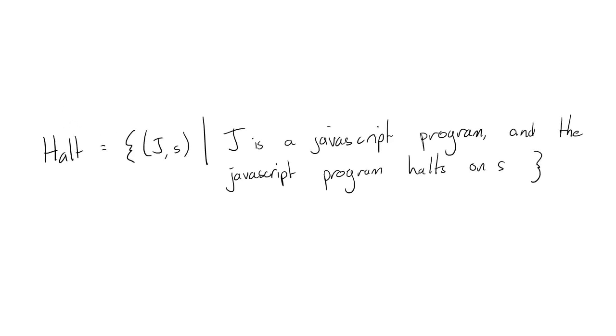Halt is the language of program input tuples, where calling the program with that string as the input will result in the program halting, terminating, ceasing to run. Turns out halt is also undecidable. That is, you can't write a program, will_this_halt.js, that looks at a program and an input and figures out whether that program will halt for that input, figures out whether J, S is in the language halt.